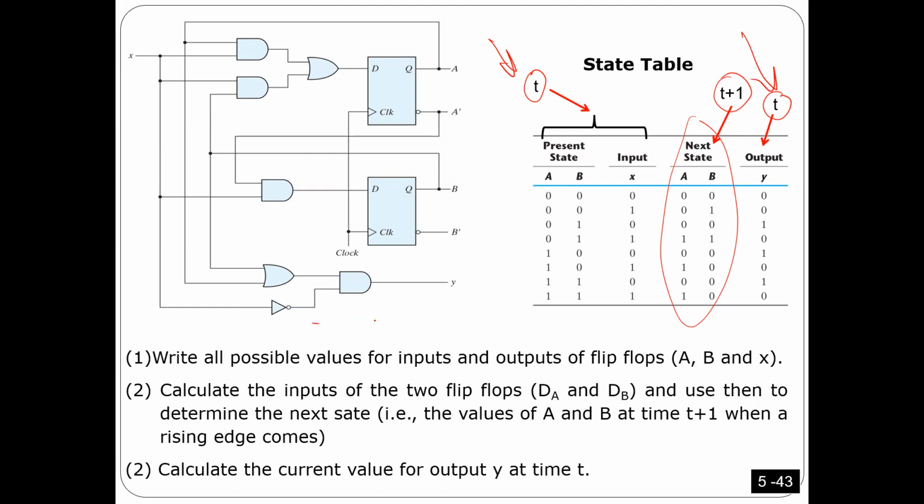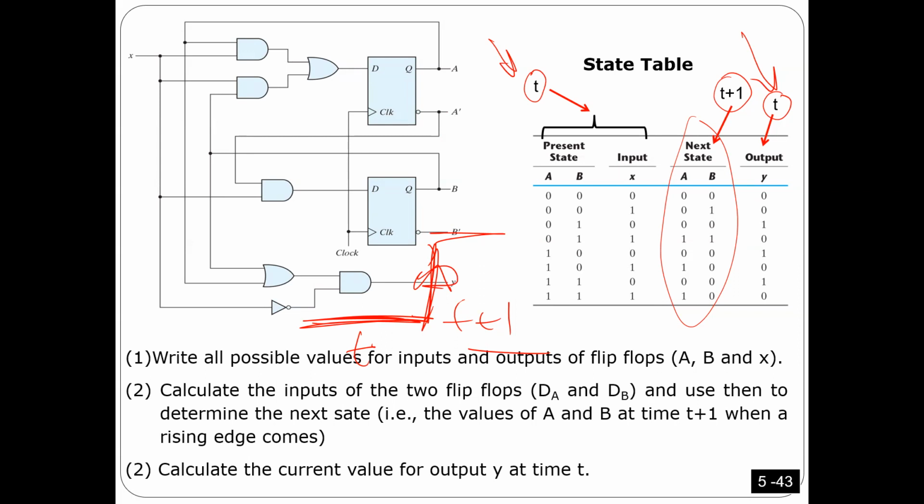So if you have a clock, for example here, this is time t. Once the clock comes and the transition happens, this is at time t plus 1. You get what I'm saying? So I'm giving you the value before the clock, and I'm telling you what happens after the clock comes. Before the clock, A is 0, B is 0, X is 0, and Y is 0. When the clock comes, A and B will stay 0, 0. So I'm going to stay in the same state because X is 0. You got what I'm saying?